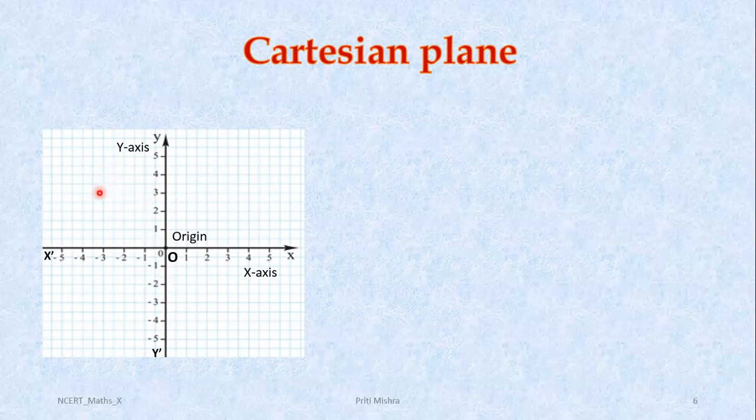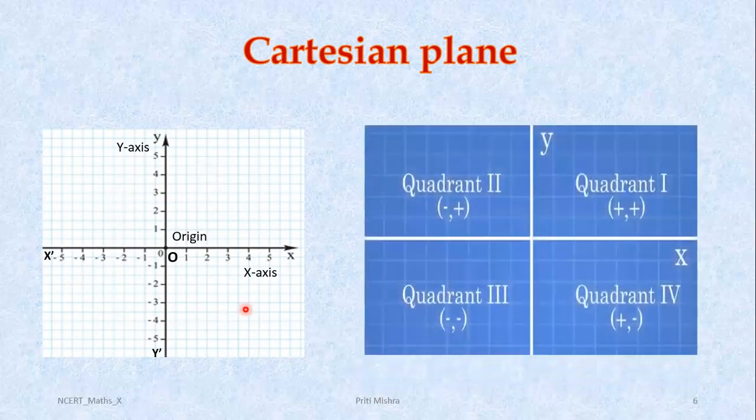Now you can see here the Cartesian plane is divided into 4 parts: first, second, third, and fourth. We call these parts the first quadrant, second quadrant, third quadrant, and fourth quadrant. We measure these quadrants with respect to the positive x direction and in the anti-clockwise direction. From the positive x-axis, we go anti-clockwise. So this is the first quadrant, this is the second quadrant, this one is the third quadrant, and this one is the fourth quadrant.